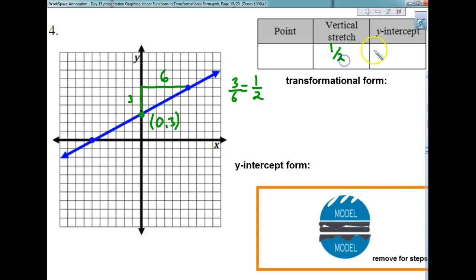So if we have this, and we know this, can you write the y-intercept form? What would it be? And look back at the previous problem, see what you see. See what you get.